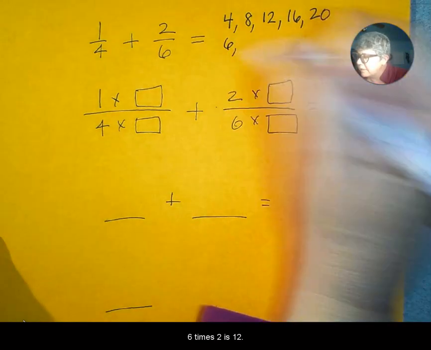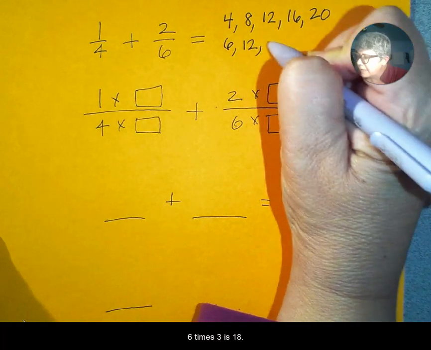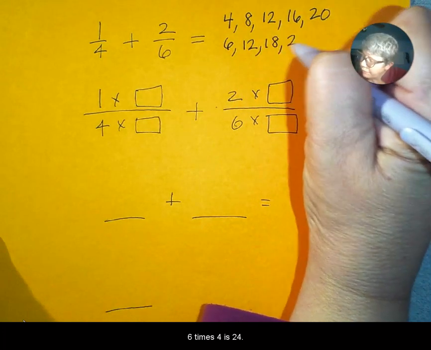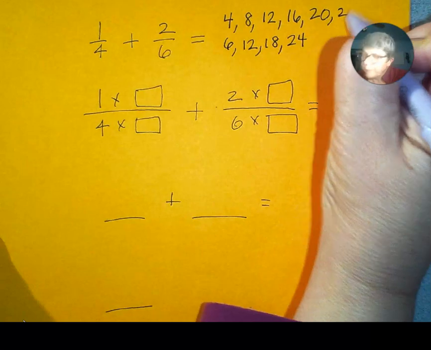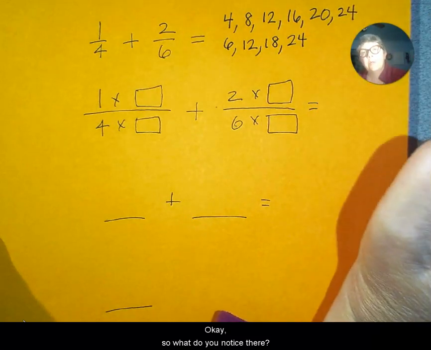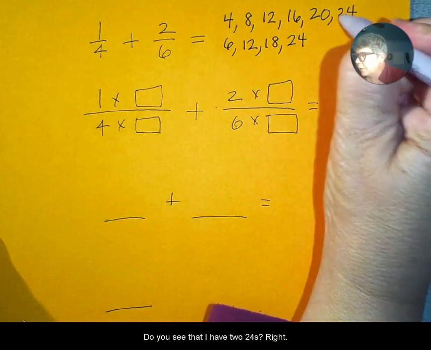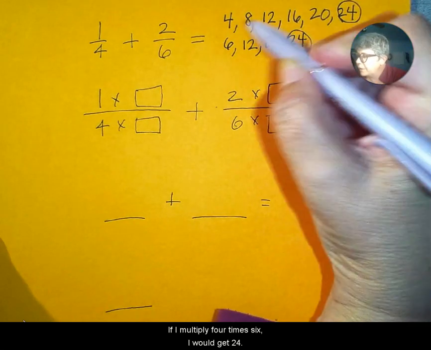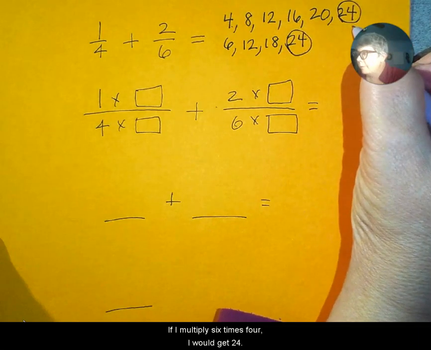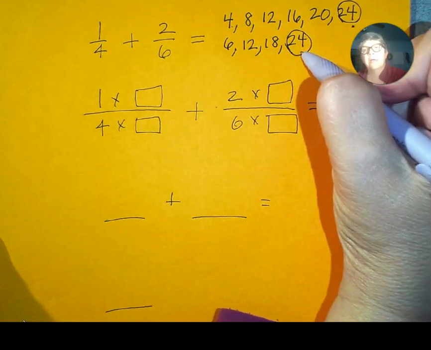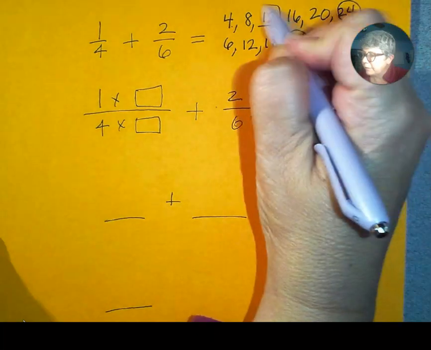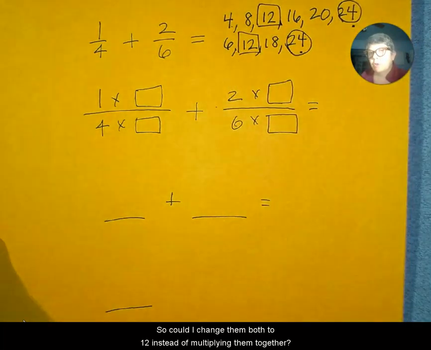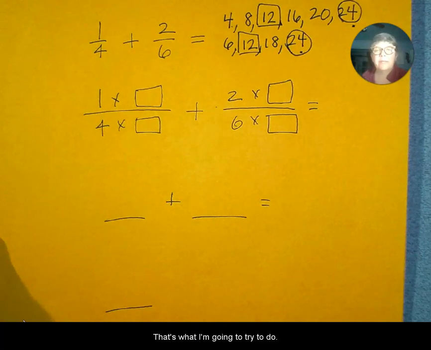6 times 1 is 6. 6 times 2 is 12. 6 times 3 is 18. 6 times 4 is 24. 4 times 6 is 24. Okay, so what do you notice there? Do you see that I have two 24s, right? If I multiply 4 times 6, I would get 24. If I multiply 6 times 4, I would get 24. But is there something easier? Do you see the 12s as well? Right? So could I change them both to 12s instead of multiplying them together? That's what I'm going to try to do.